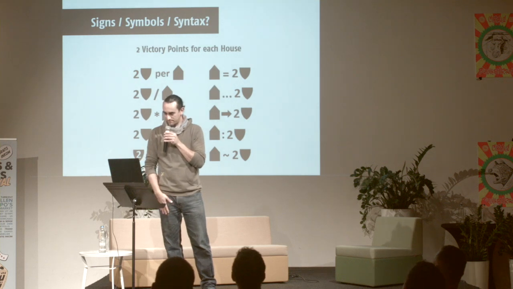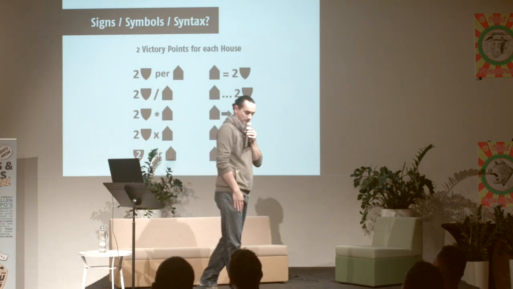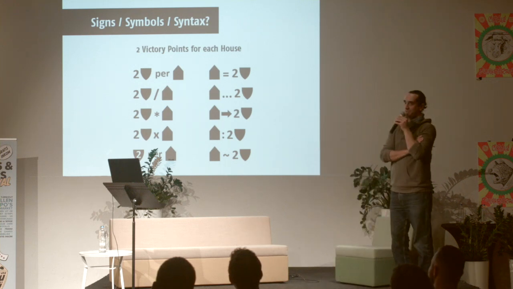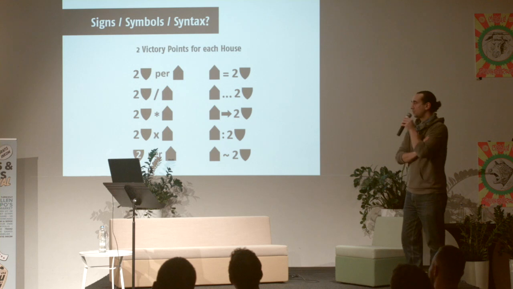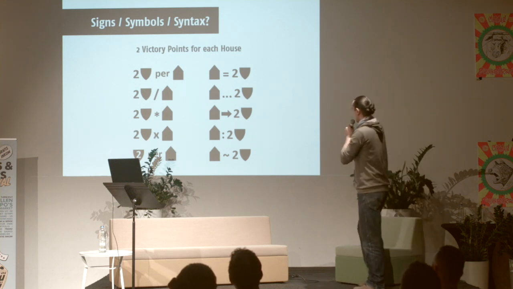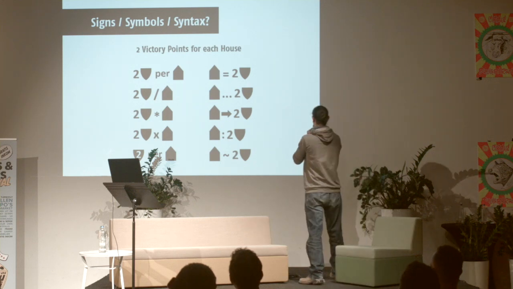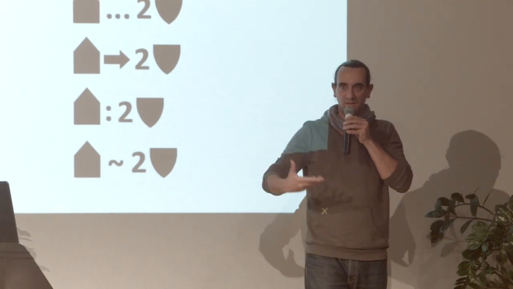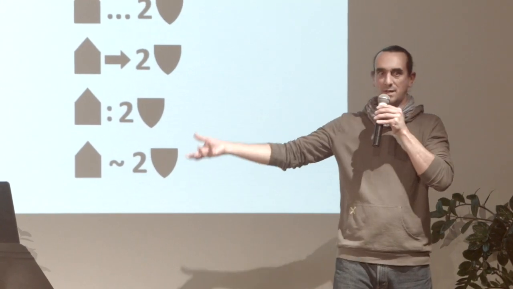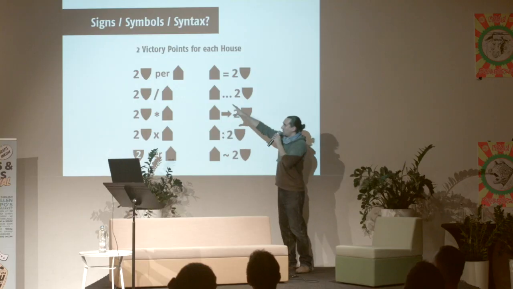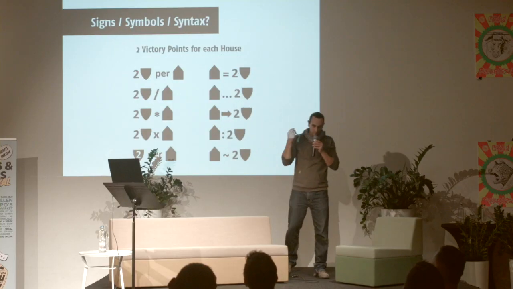And here's an example. 2 victory points for each house. How can we picture that? And there are many ways we can do that. Some are better, some are not really the way we would like to have it. For example, the arrow nowadays means it's transformed, so I have to give a house away to get 2 victory points. I'm not sure. What does this mean? Do I want to use language?